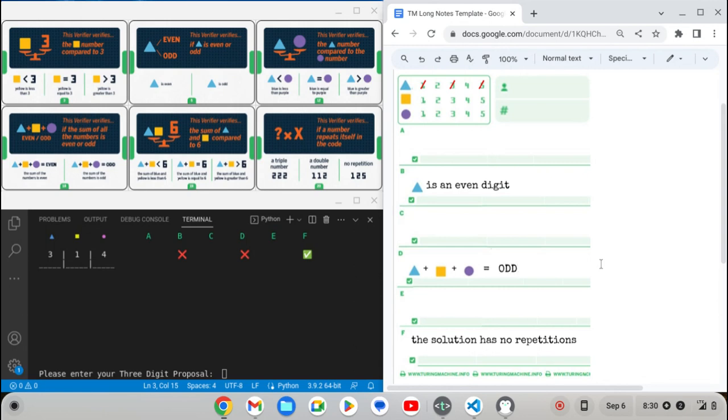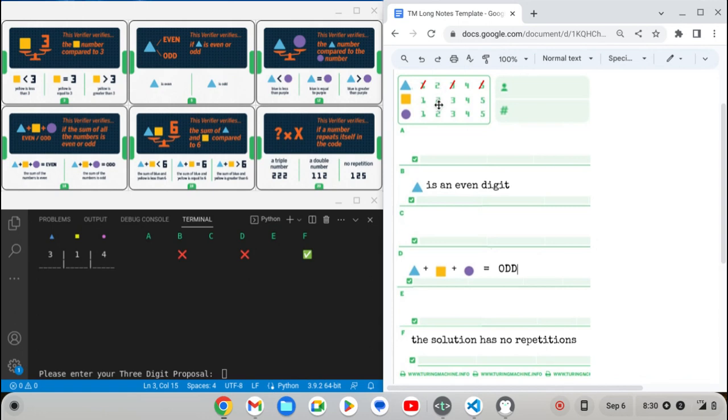Okay, let's review. We do know that triangle is even. If I want an overall odd sum among the three digits, then one of the other digits, square or circle, must be even. The reason is that if you add an even to another even, that sum is even, but then you need to add an odd to the mix.